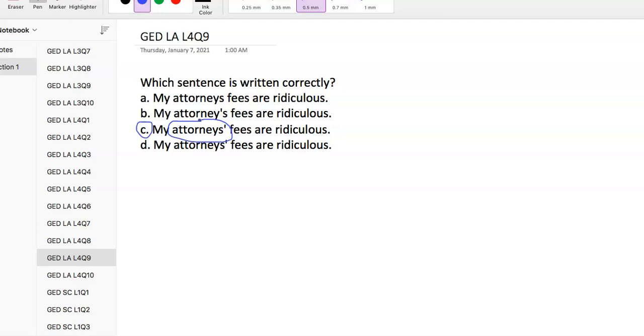It is rare. We don't see the apostrophe at the end all that often, but that is the rule, and it could easily show up. So that's one to know, although, again, it's one of the harder GED language arts questions.